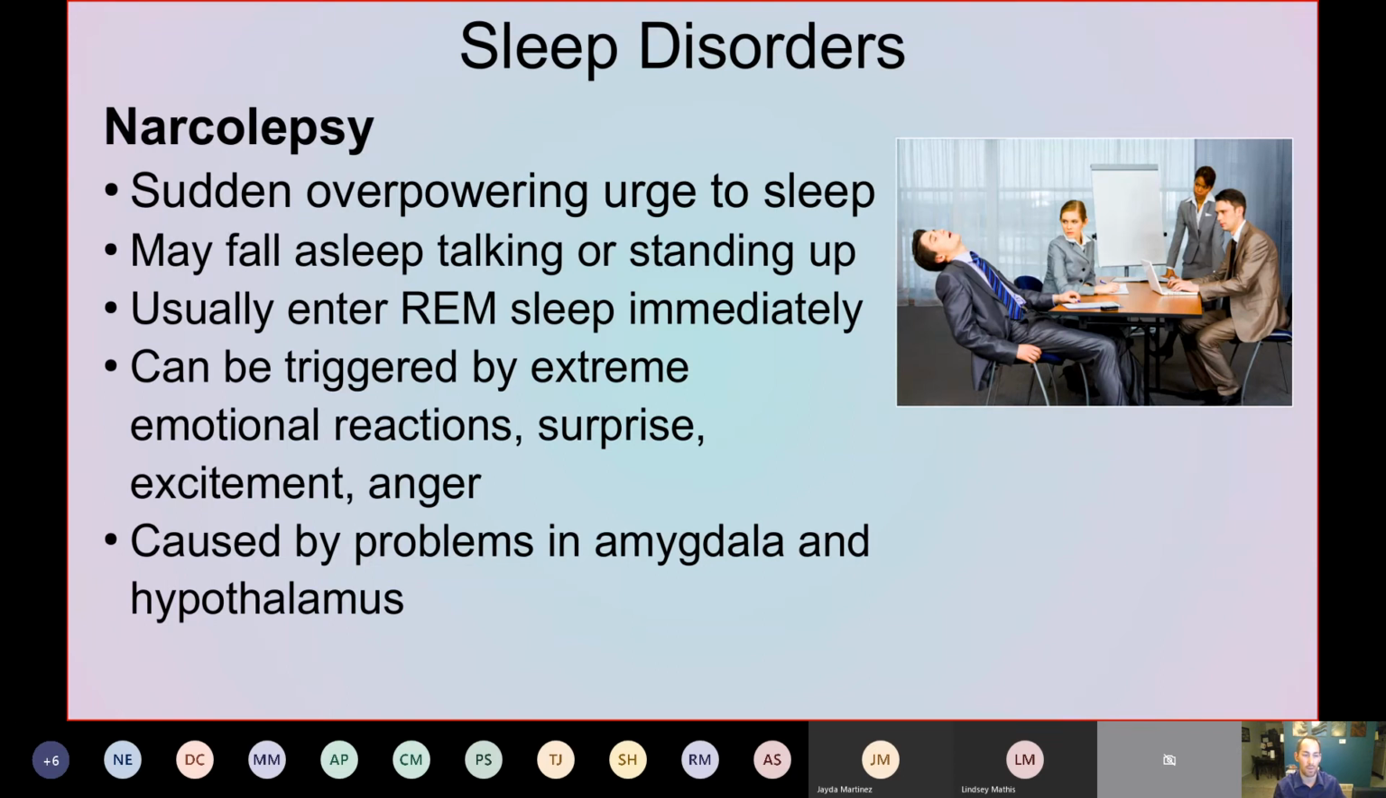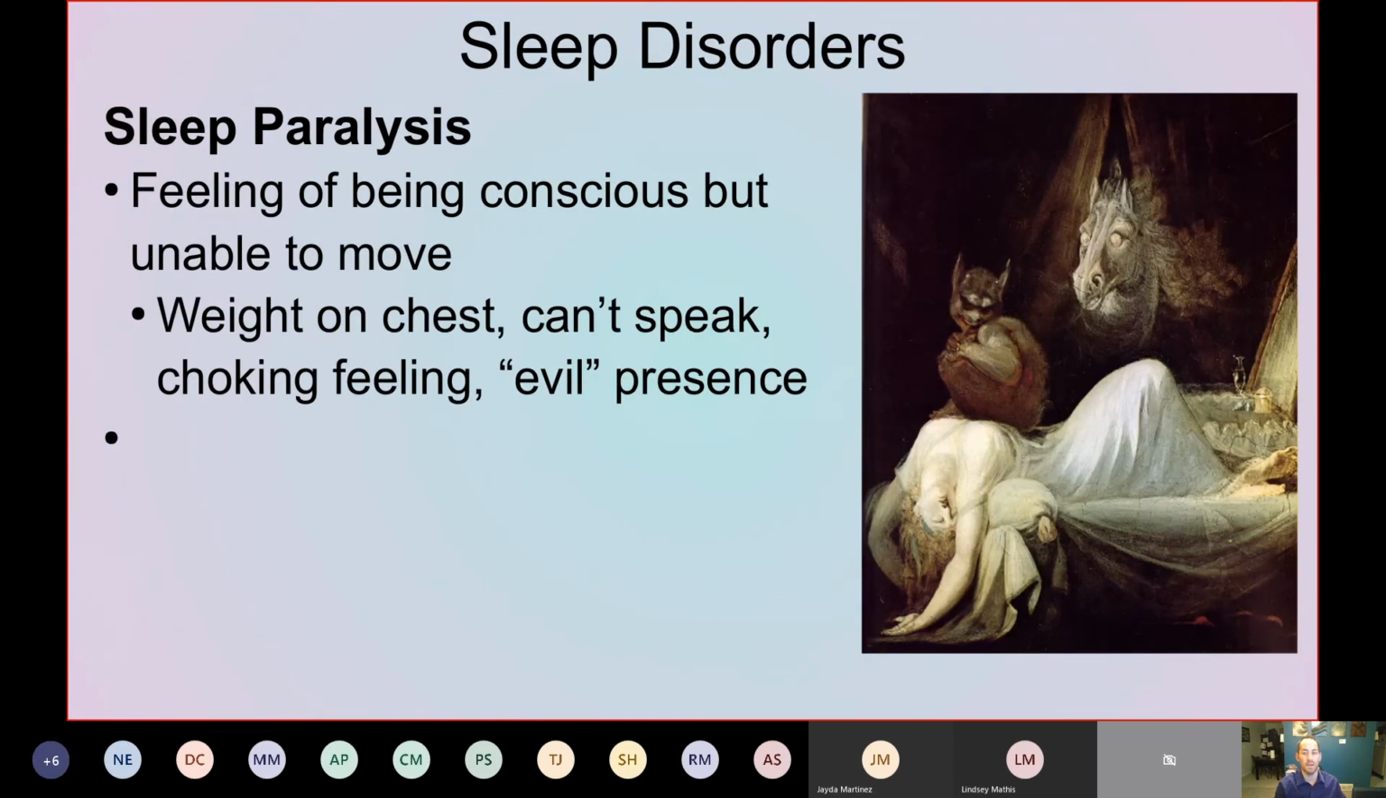And generally it's caused by problems in the amygdala and hypothalamus. So because of the triggering of specific emotions, it kind of triggers jumping into REM sleep rather than other reactions to it. Sleep paralysis is another sleep disorder.